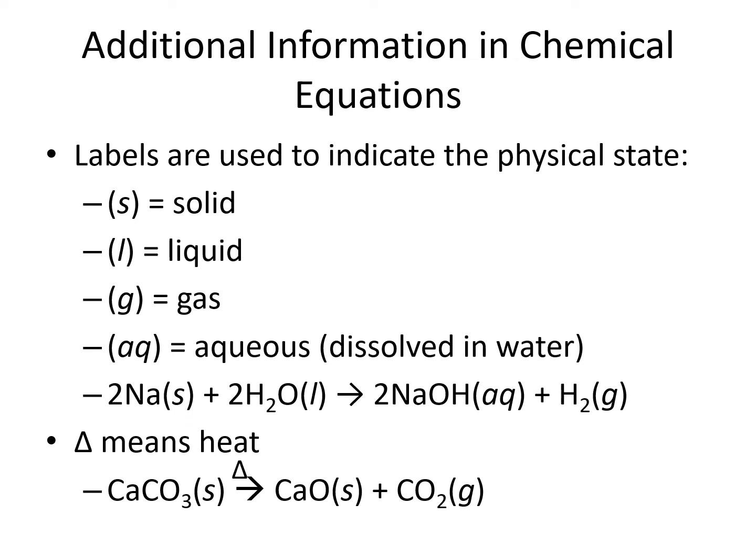In our equations, we often have some information about the physical state of each of the reactants and products. We can put an S for solid, L for liquid, G for gas, or AQ for aqueous, meaning dissolved in water. For example, we can see the states of matter listed in the equation. 2 sodium solids react with 2 liquid waters to make 2 aqueous sodium hydroxides and 2 hydrogen gas.